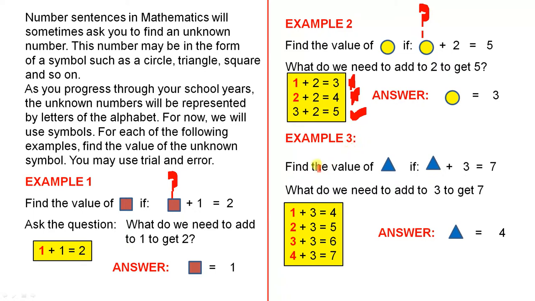Next example. Find the value of the triangle if the triangle plus 3 equals 7. What do we need to add to 3 to get 7? So what is this number here which we're going to add to 3 to give us 7? Let's try it, see if 1 works. 1 plus 3 equals 4. No, that doesn't work. 2 plus 3 equals 5. No. 3 plus 3 equals 6. No. 4 plus 3 equals 7. Yes. So the answer, the triangle, is 4.